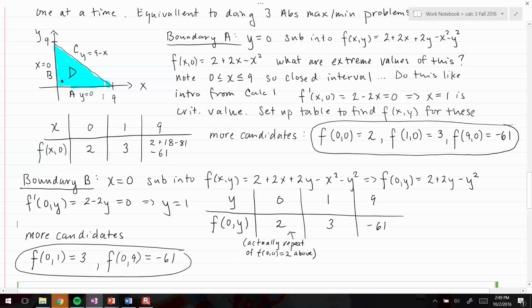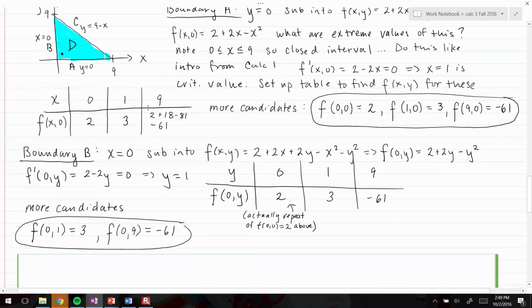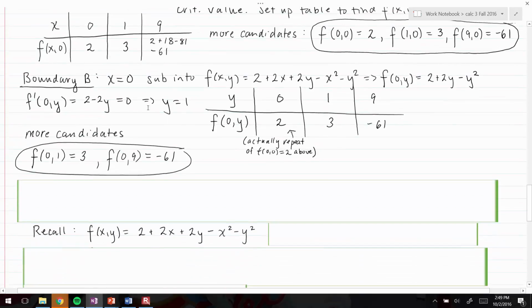Now we're finally at boundary C. It's a little different than the other two, boundary A and B, because it's y equals 9 minus x. So what do you do there? Well, it's kind of similar to what we did. You have your overall function, and for y you're going to plug in 9 minus x. It's going to be more complicated, but you're still going to have an equation entirely in terms of x.